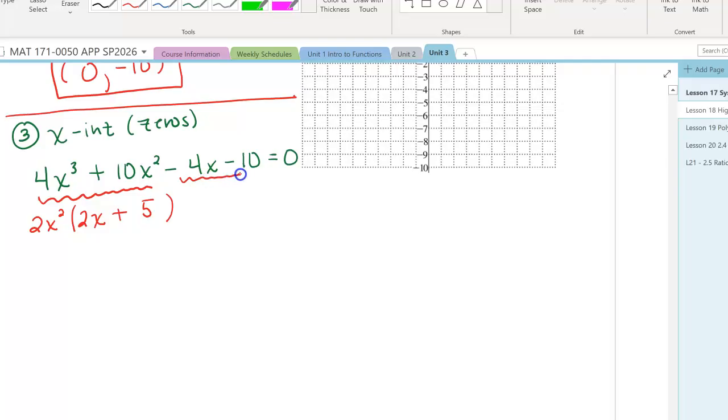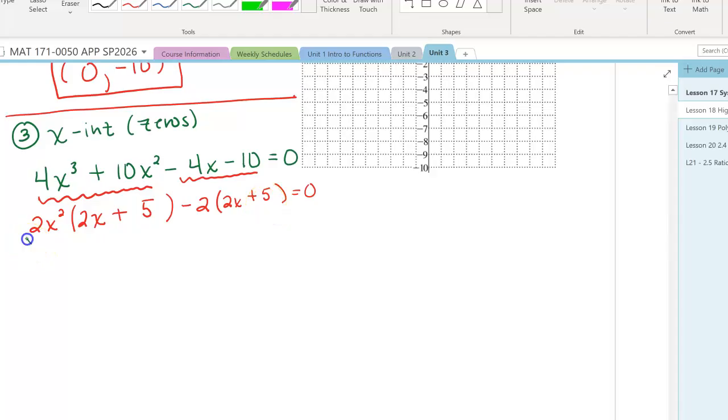Now let's just look at these 2 terms. They have just a negative 2 in common, because this term doesn't have x in it. But watch what happens when I factor out the negative 2. Negative 2 times 2x will give me negative 4x. And negative 2 times positive 5 will give me negative 10. Another way to think about this is you're dividing. So negative 10 divided by negative 2 is positive 5.